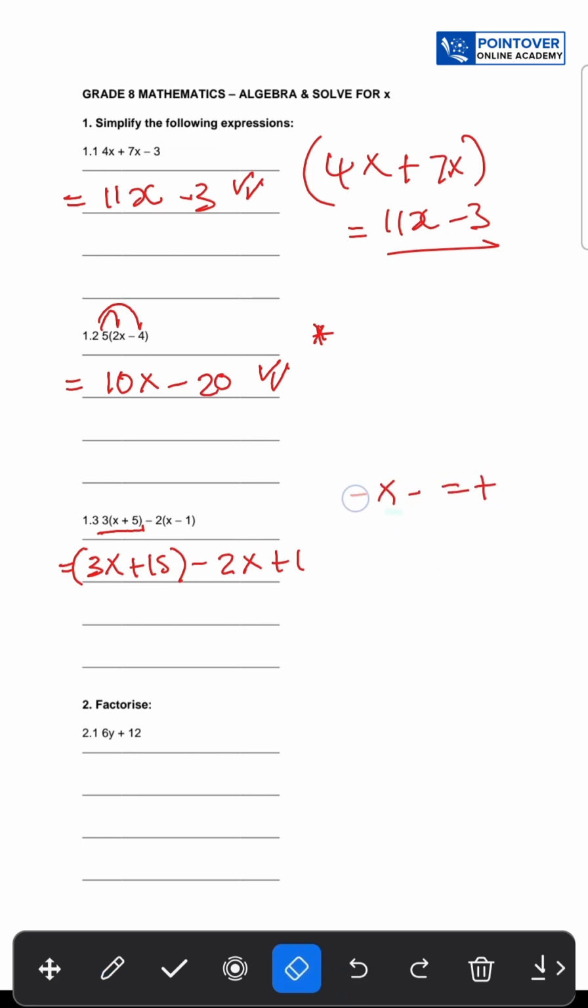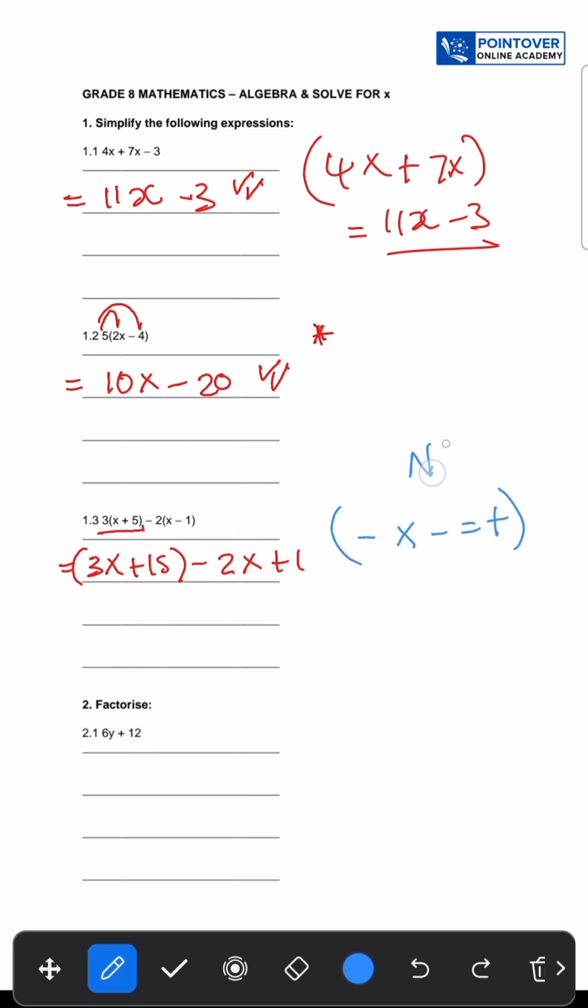Now remember, negative multiplied by a negative gives you a positive. Now, let me just use a different color to highlight this. Okay, so negative multiplied by a negative gives you a positive. Always remember this rule, it's very important. Okay, and let's proceed with our calculations. We're going to take this outside of the bracket: 3x plus 15 minus 2x plus 1.